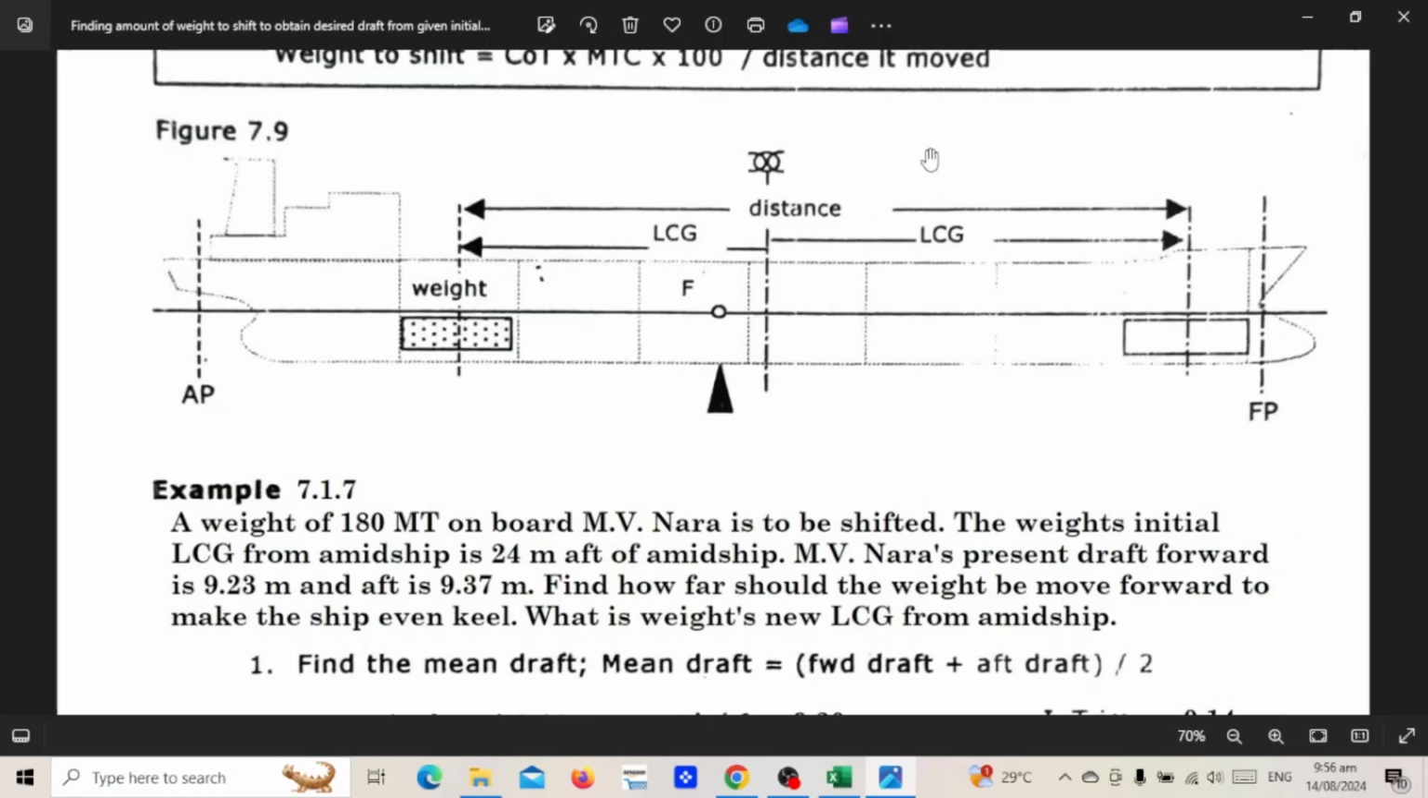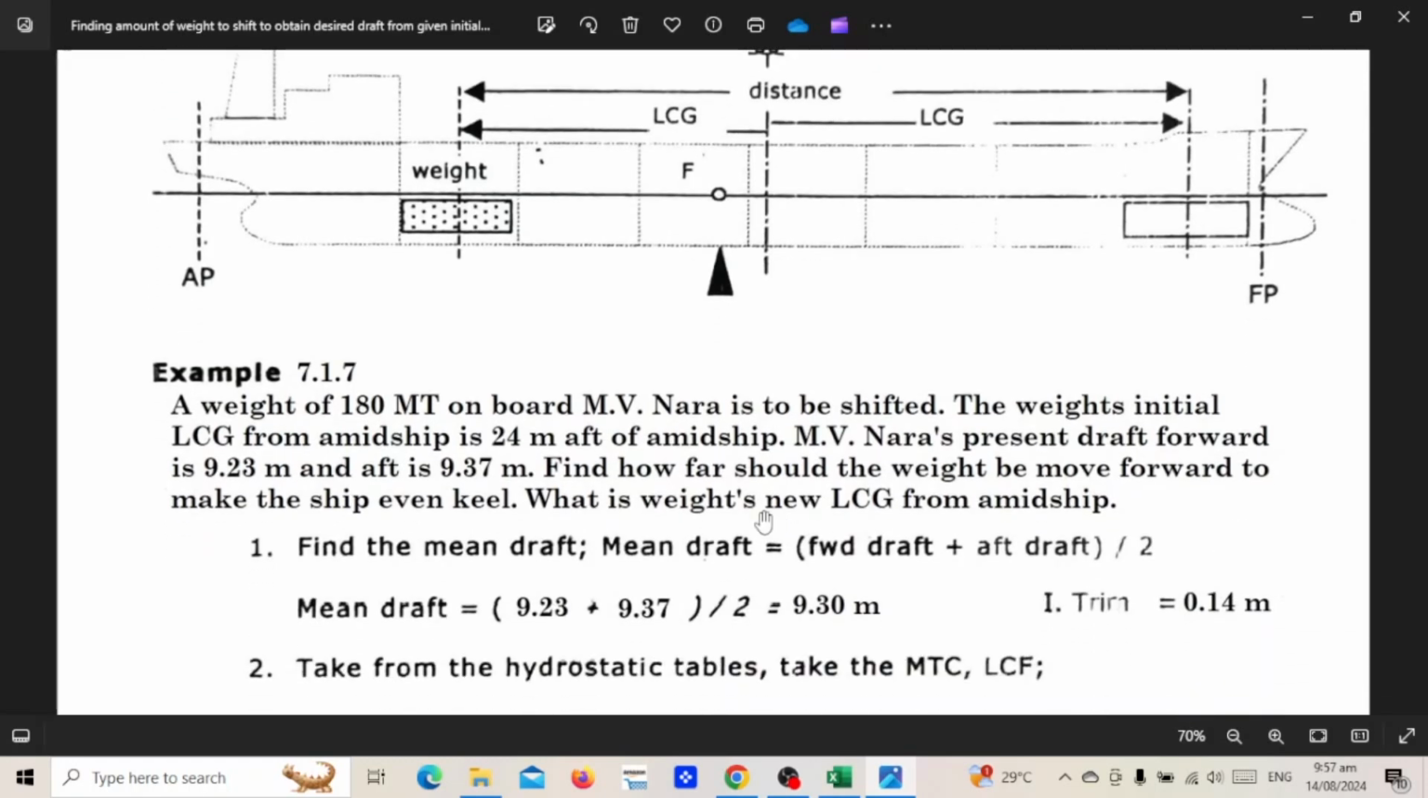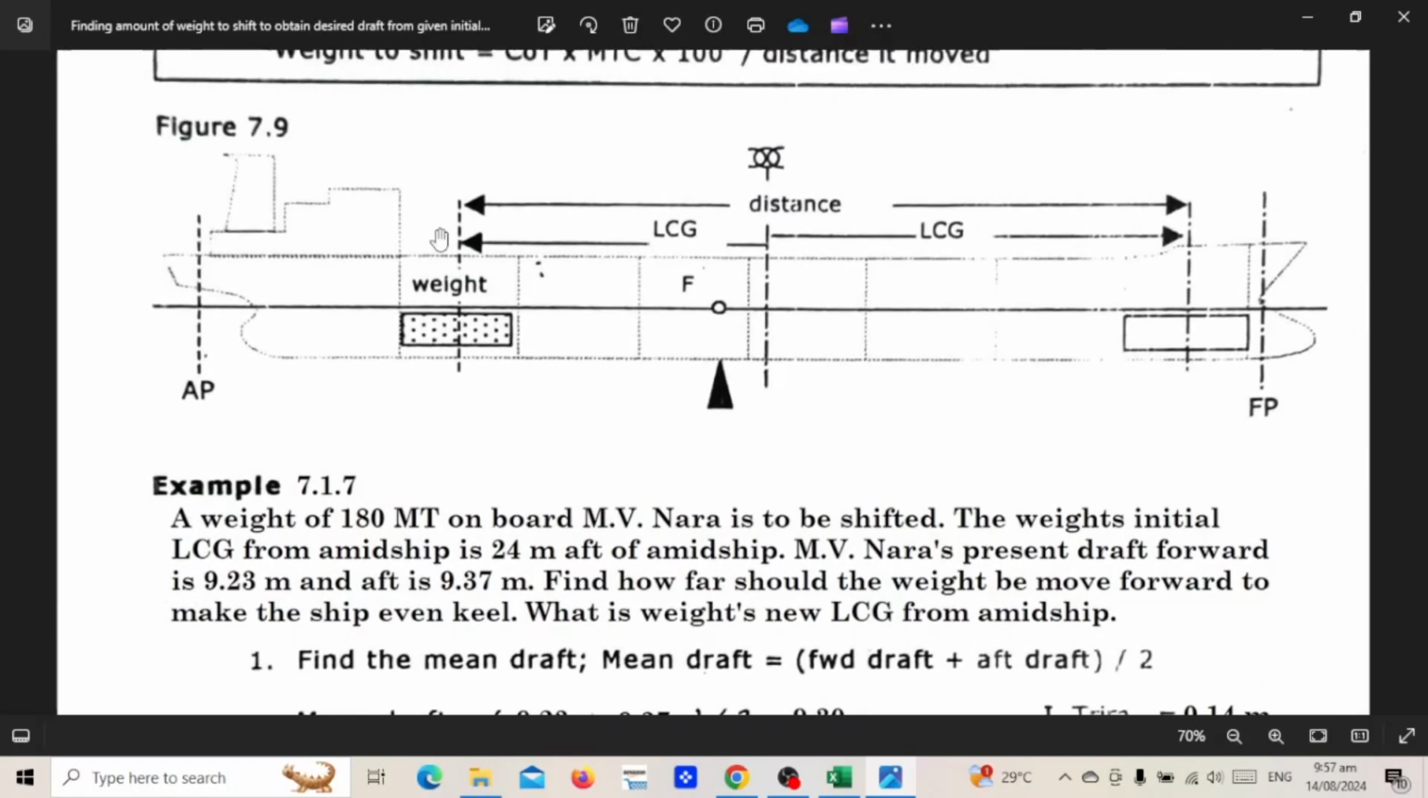It could be here, it could be here, it could be here. So anywhere on the forward part. Okay, how far should the weight be moved forward to make the ship even keel? Since we have a trim of 0.14, how far will it move forward so that you will have an even keel? Okay, this one is even keel. Maybe it can be here, or here. Somewhere around here. But if you put it here, then it will be trimmed by the bow. So it should be somewhere around here.